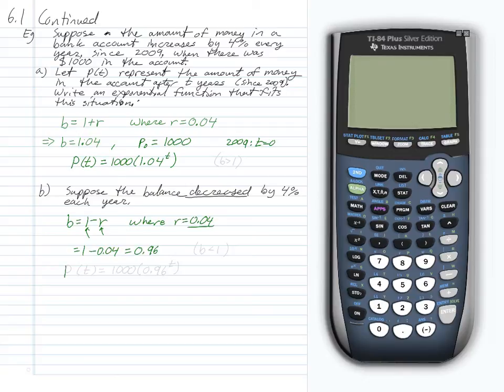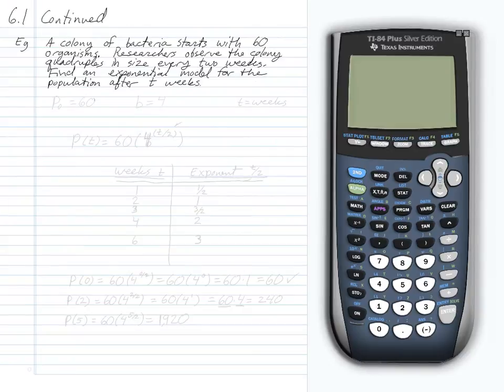So our model would look a little bit different. P of t would then be 1,000 times 0.96 to the t. And notice this would be decaying because b is less than 1. And that makes sense. If we're losing money, we should have a decaying function. Here, our b is greater than 1, and that reflects the growth taking place in the bank account.